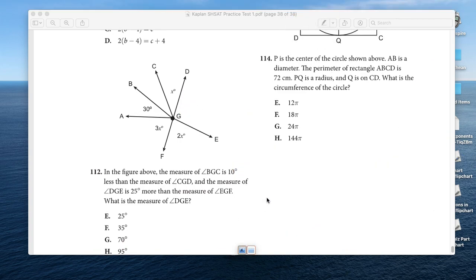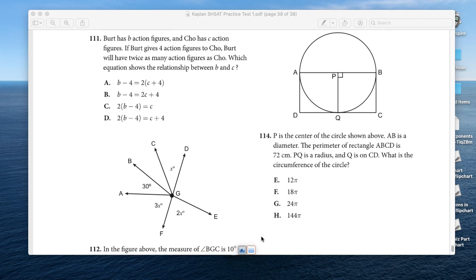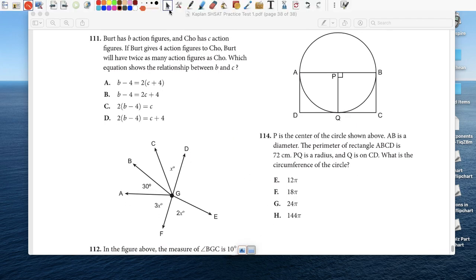Then we have 114. P is the center of the circle. AB is the diameter. The perimeter of the rectangle ABCD, the big rectangle, is 72. PQ is the radius. Q is on CD. What is the circumference of the circle?